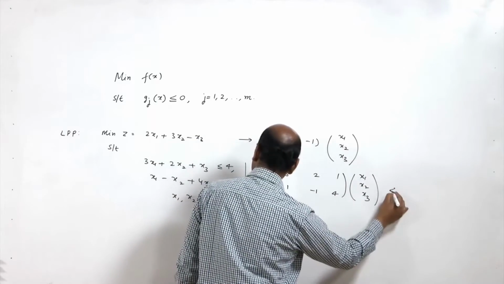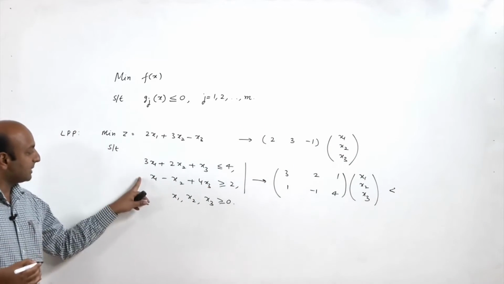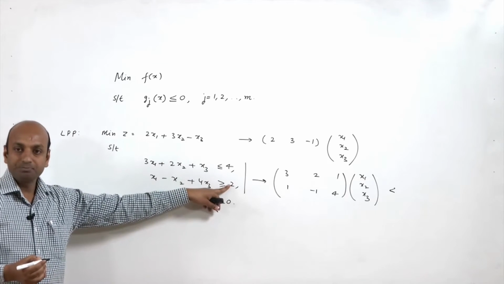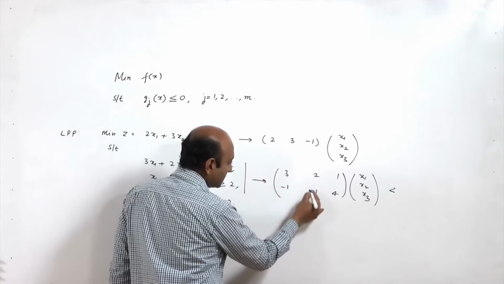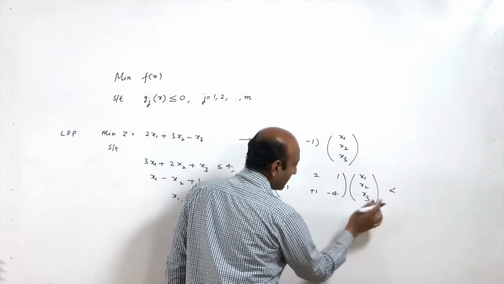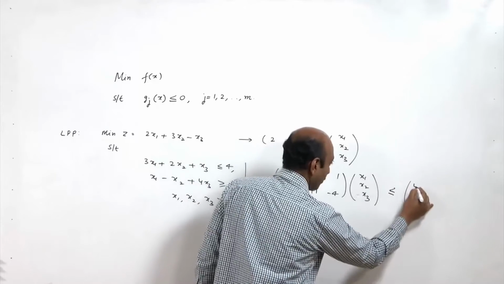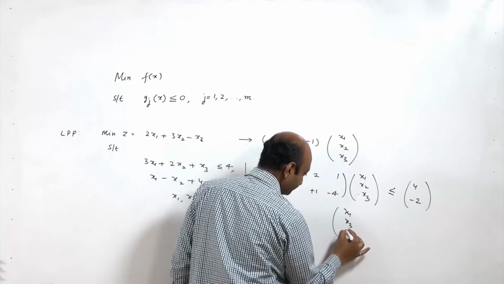It is less than or equal to, okay, one is less than, the other is greater. So, you first multiply this by minus 1, okay, to make it less than or equal to. So, all the constraints, all the signs will change, and it is less than or equal to 4 and minus 2, and x1, x2, x3 non-negative.